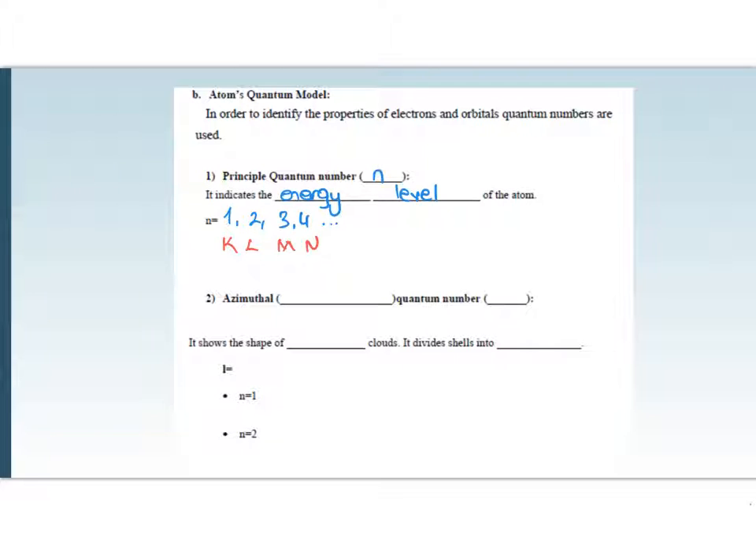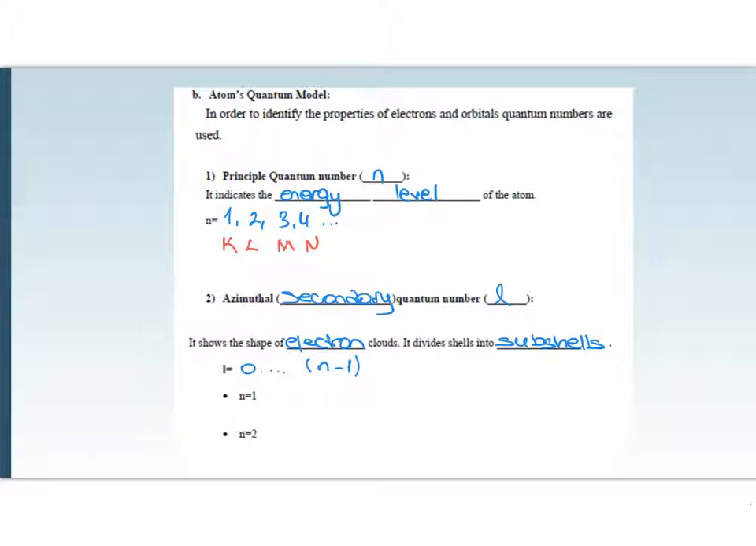electrons. Okay, the second one is the azimuthal quantum number. It is also known as the secondary quantum number. It is shown with small l like this. It shows the shape of electron clouds and it divides shells into subshells. So l starts from 0 and goes till the end of n minus 1.